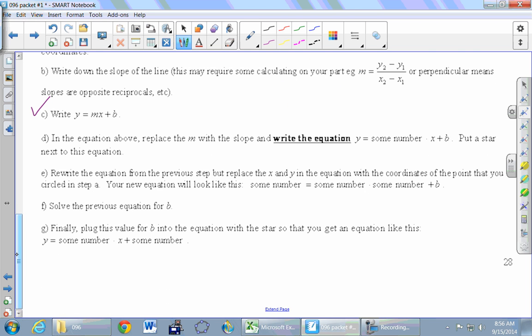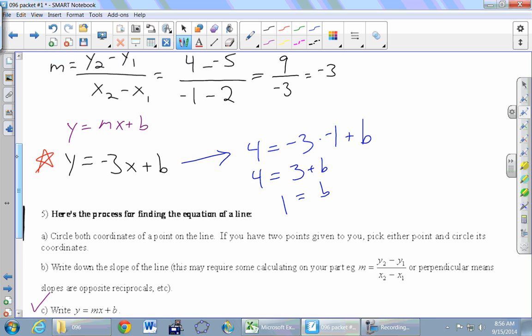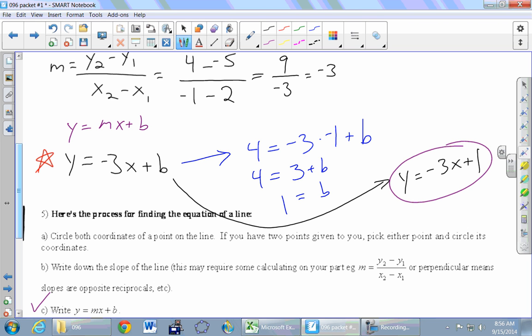Last step here. It says plug this value of b into the equation with the star. We put a star next to an equation, and the only reason I did it is so I could refer to it here. We're just going to go back to the starred equation, and we're going to change the b to +1. But the x and the y stay. y equals -3x plus 1. And that's the equation of the line.